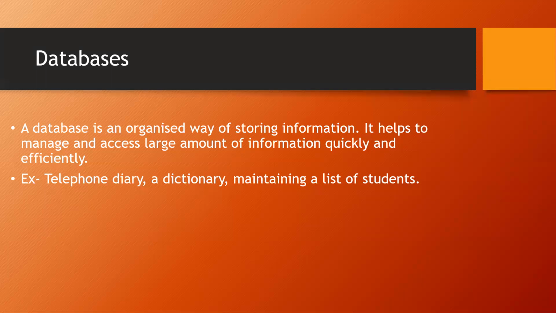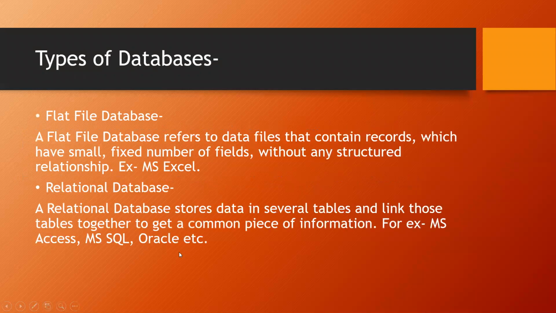All right, next I want to tell you what the different types of databases are. All right, so first is flat file and second one is relational database. That means we have two types of databases, flat file and relational. But in flat file we don't have relationships. That means whatever you have saved in one file cannot be related to another file in any way.